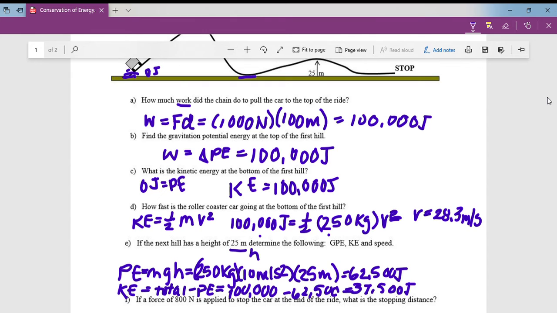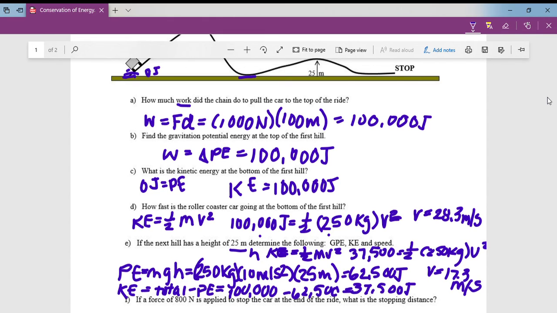And now that we know our kinetic energy, we can get our speed or our velocity using KE equals 1/2 mv squared. So 37,500 equals 1/2 times 250 kilograms times v squared. We divide 37,500 by 125, and then we take the square root, and our velocity equals 17.3 meters per second.